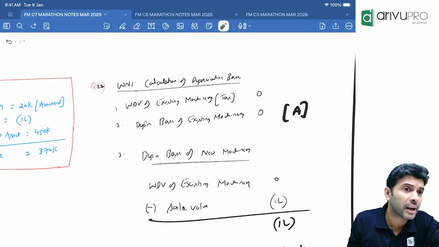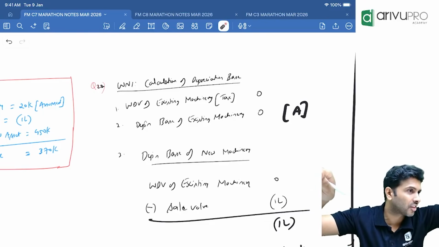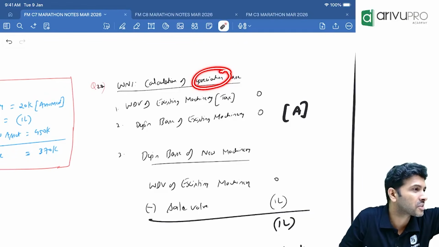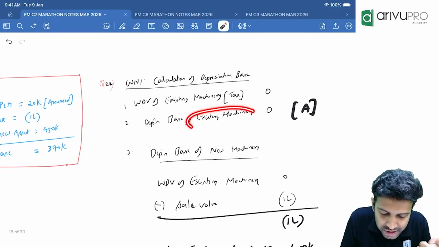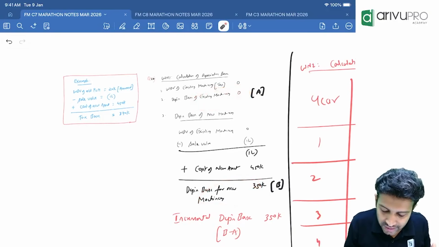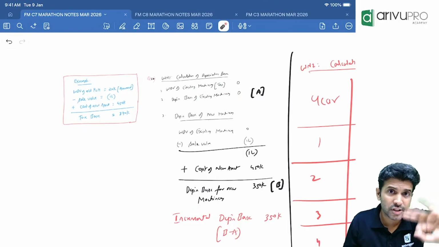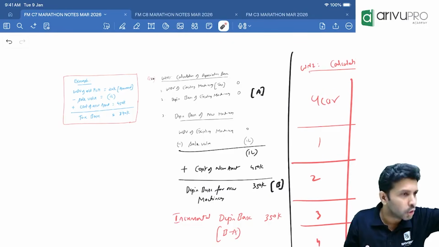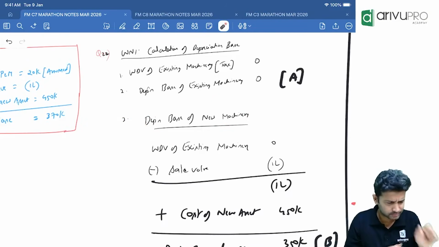Now, incremental approach, don't forget. Incremental means you have to compare old with new and get the extra. So I need the incremental depreciation base. How do I get it? I have to compare the existing machinery's depreciation base with the new machinery's depreciation base. Only then I will get the incremental. So what is working note number 2 then? If the first working note was to find the existing machinery's depreciation base, the second will be the new machinery's depreciation base. This is very simple.